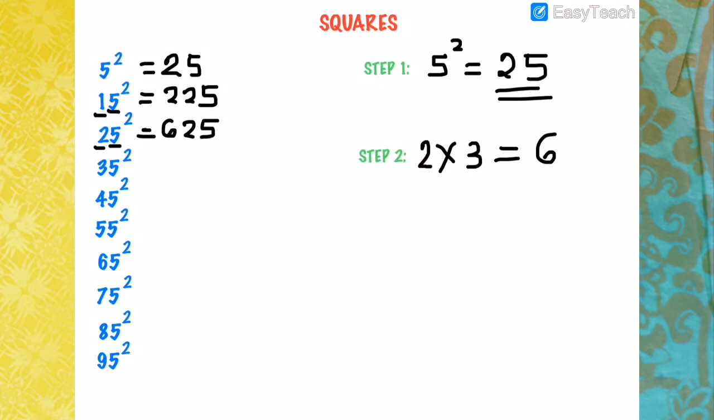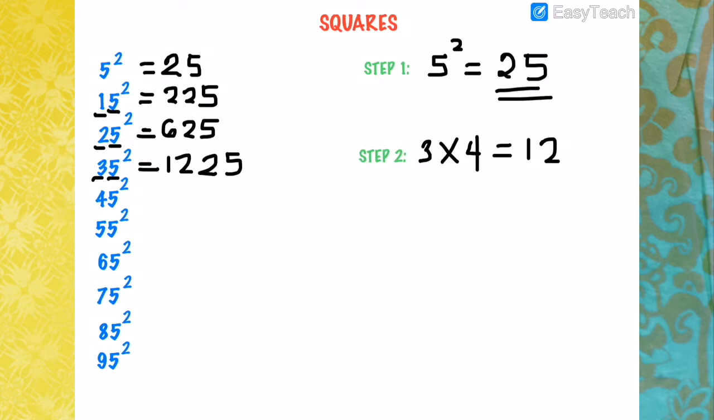Now let's continue and try 35 squared. Again, we square the last number, 5, followed by the tens number, 3. We will multiply 3 with its next number, which is 4. 3 times 4 is 12. Therefore, 35 squared would be 12 then 25, or 1225. Do you get the hang of it?